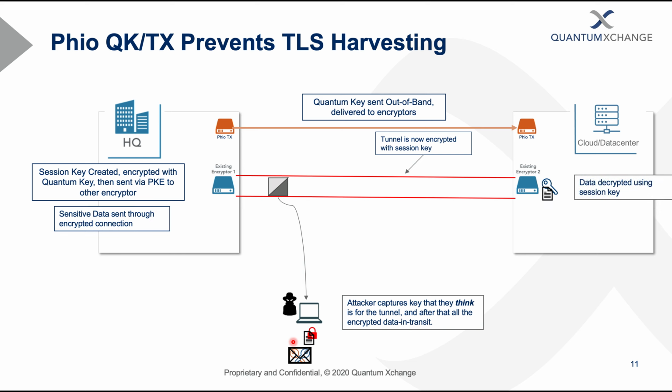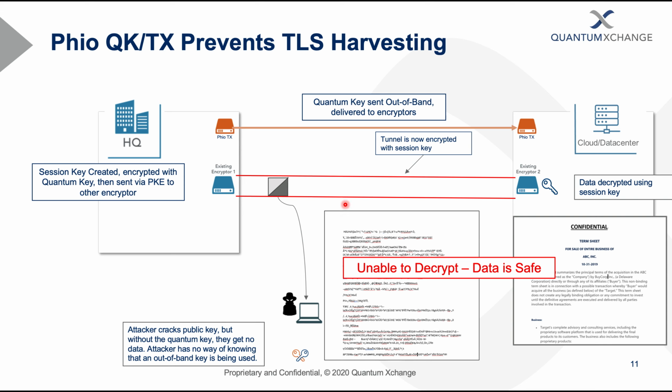The attacker gets a copy, he's spending time and energy and money to do this, and at some point when they break that public key envelope, what happens? Well, they have an encrypted key that doesn't yield any data. So that's how Phio TX prevents TLS harvesting. And what we've effectively done is that we've taken the entire length of the network, which is the current threat surface, and compressed it to this encryptor.